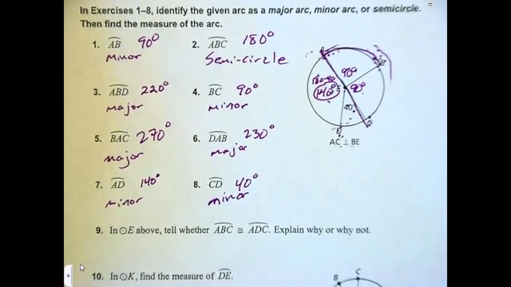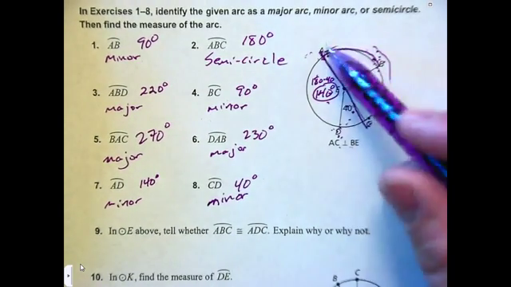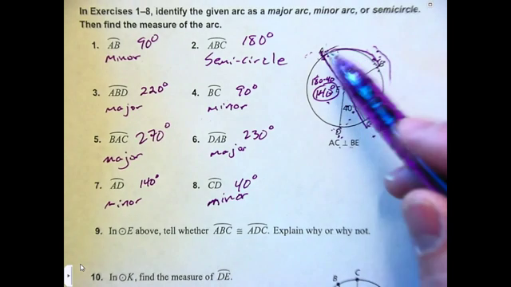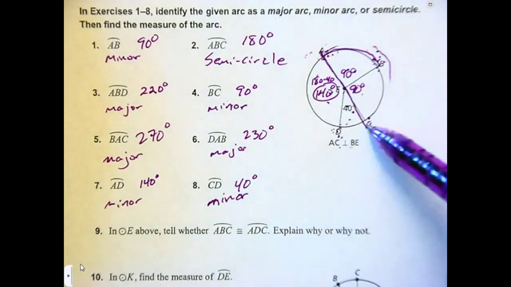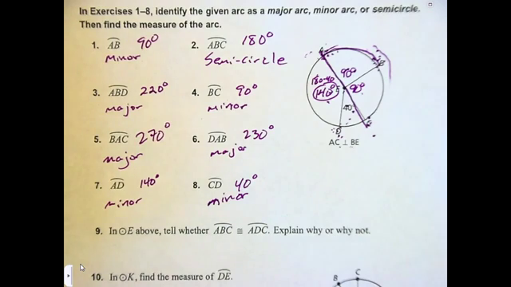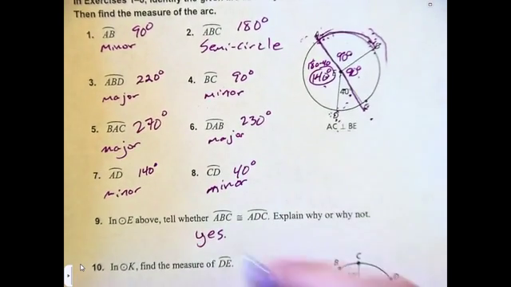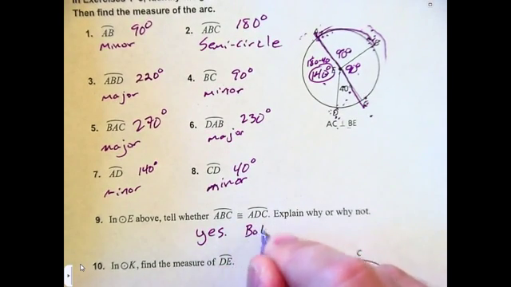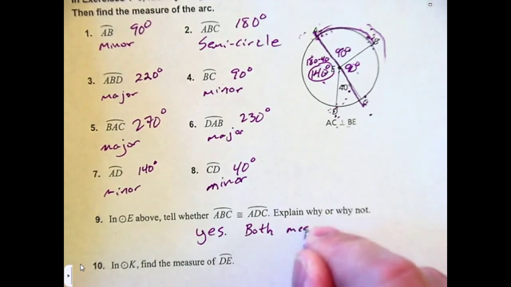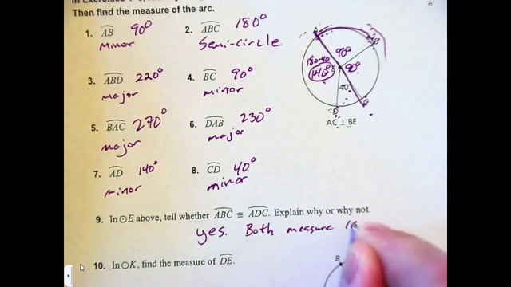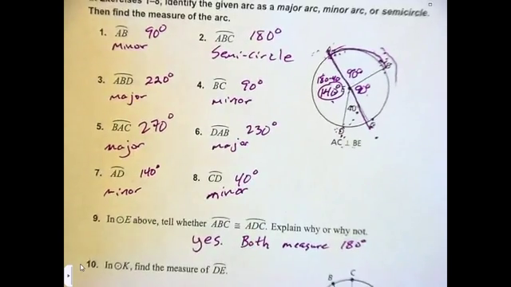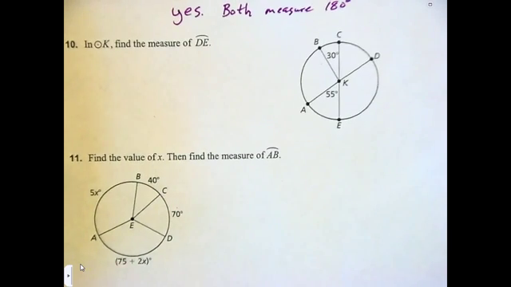Okay, in the circle above, tell whether ABC is congruent to ADC. How many say yes? Yeah. How come? Cynthia? Good. Both measure 180. They're both semicircles. All right. Any questions on those? Okay. Number 10 and 11. Off you go.